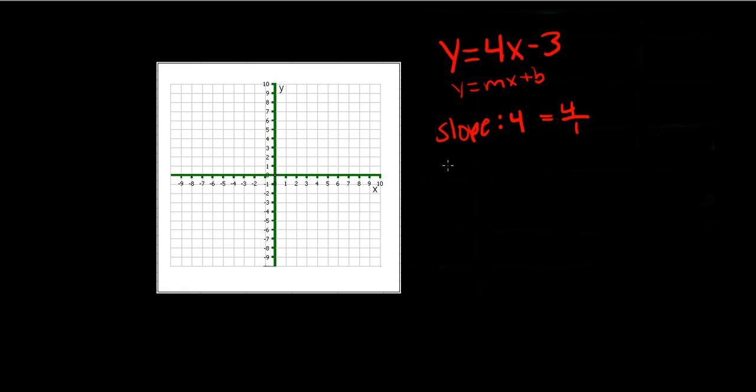Now we're going to look at an example of using slope-intercept form to graph. We've been given the equation y equals 4x minus 3. And you can see that it's already written in y equals mx plus b form. So let's identify our variables first. So slope equals 4, which is the same thing as 4 over 1. Now if we look back at the equation, b would be -3, so the y-intercept is -3.